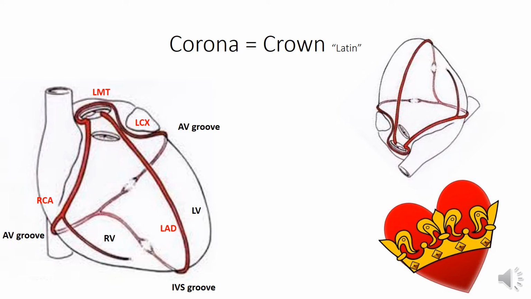This actually forms two rings: a vertical ring, which is composed of the left anterior descending artery meeting the posterior descending branch of the right coronary artery, and a horizontal ring formed by the left circumflex artery meeting the posterolateral branch of the right coronary artery.